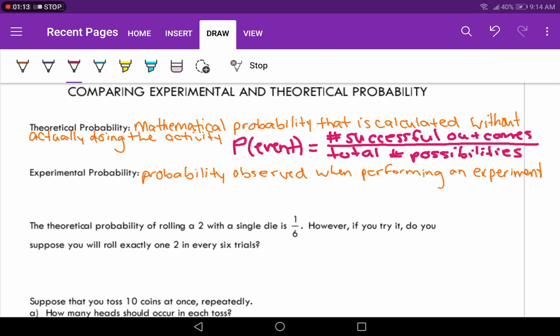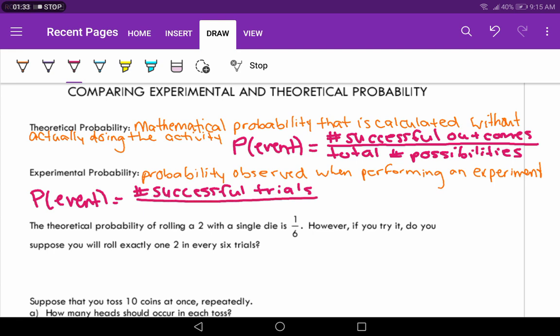Okay, experimental probability, on the other hand, again, your probability of your event is the number of successful trials. So remember, we defined trials in our first note. Divided by the total number of trials. So very similar. Again, the major difference is that with experimental, you're actually doing the experiment. With theoretical, it's more of just a mathematical probability of possible outcomes.